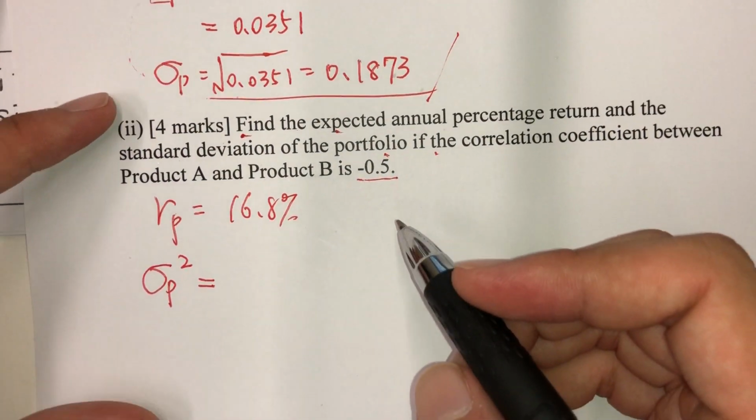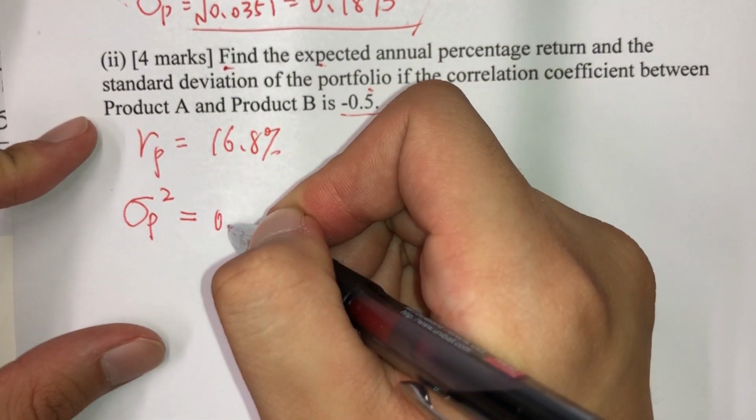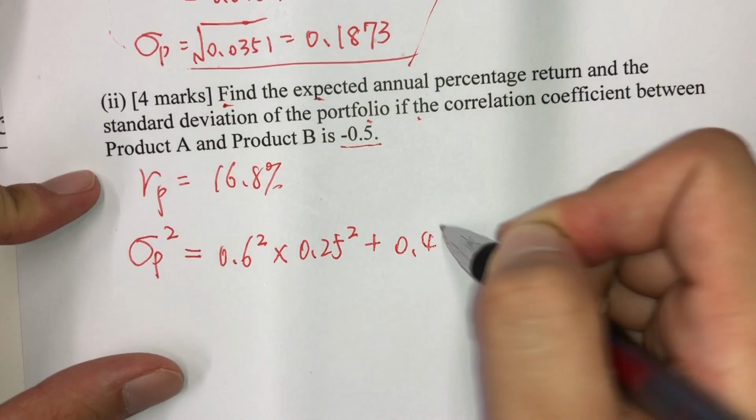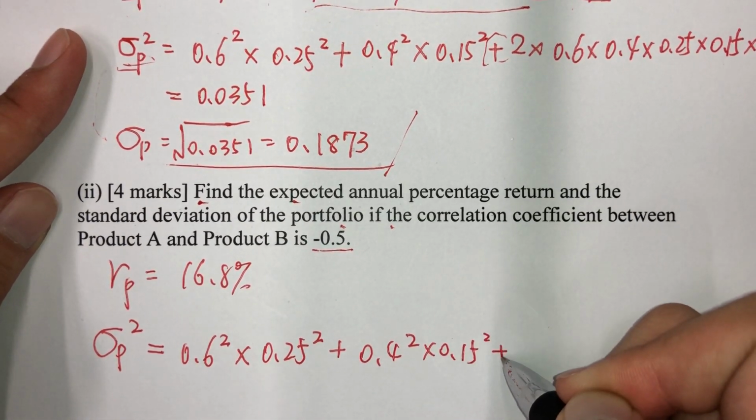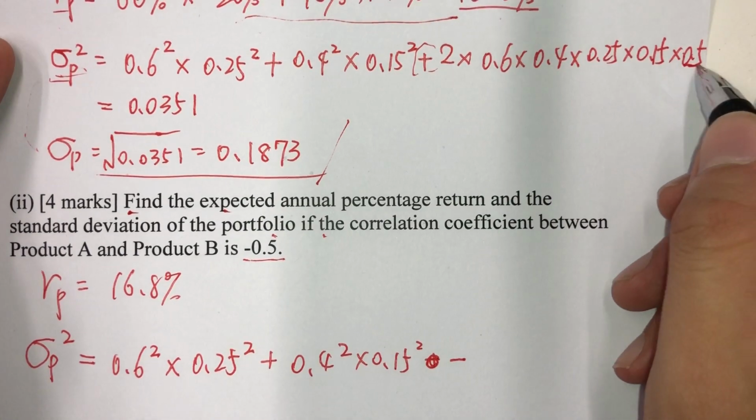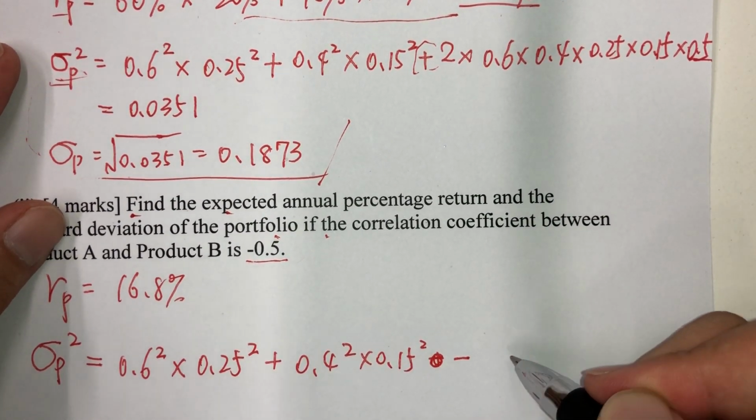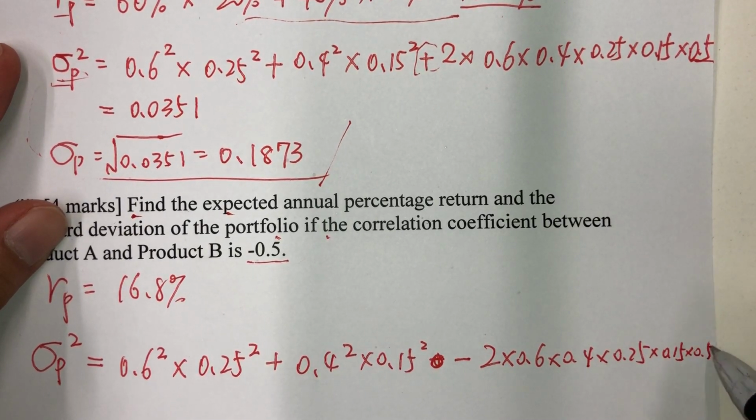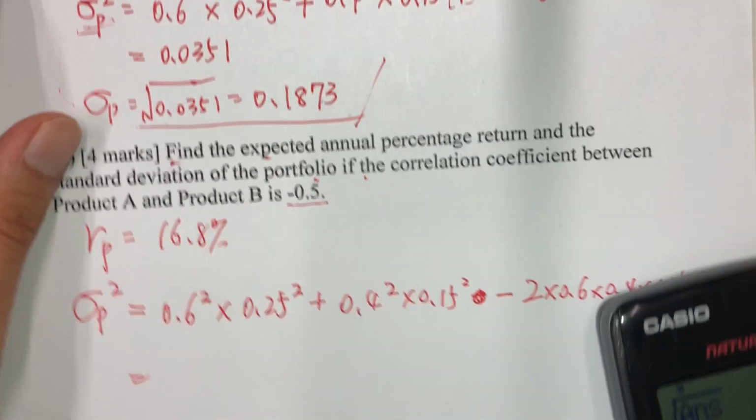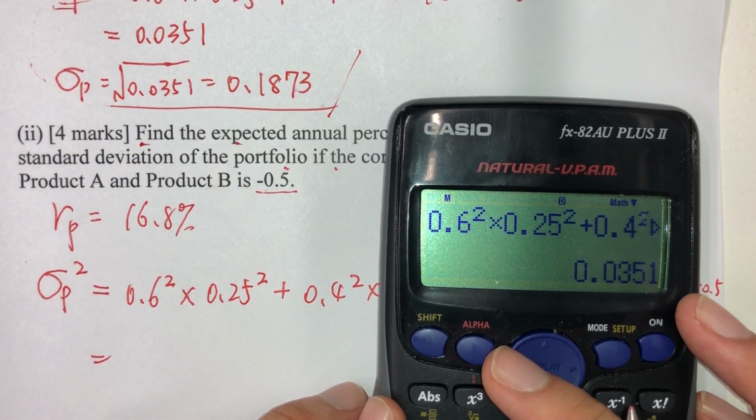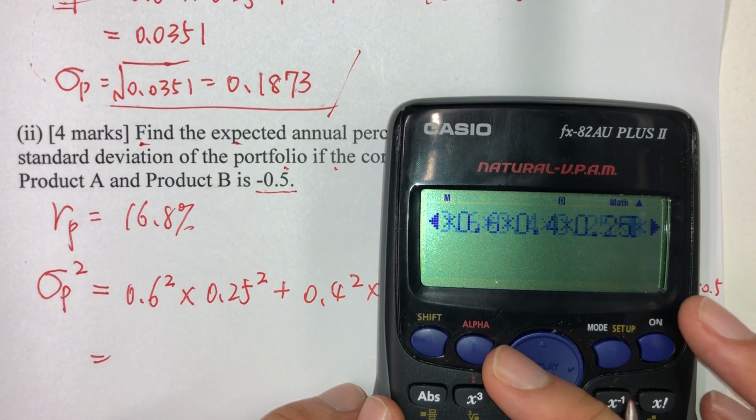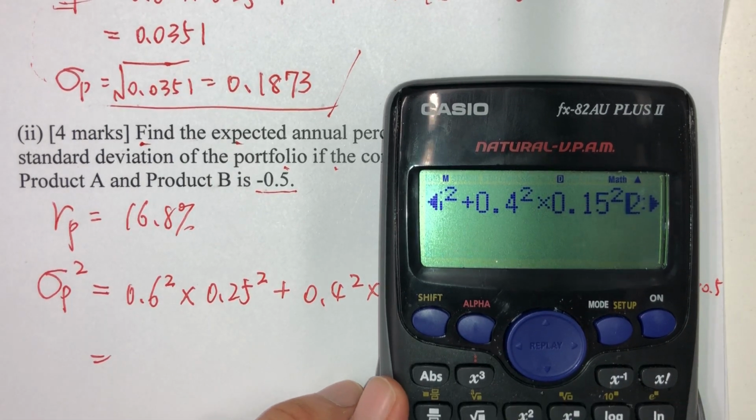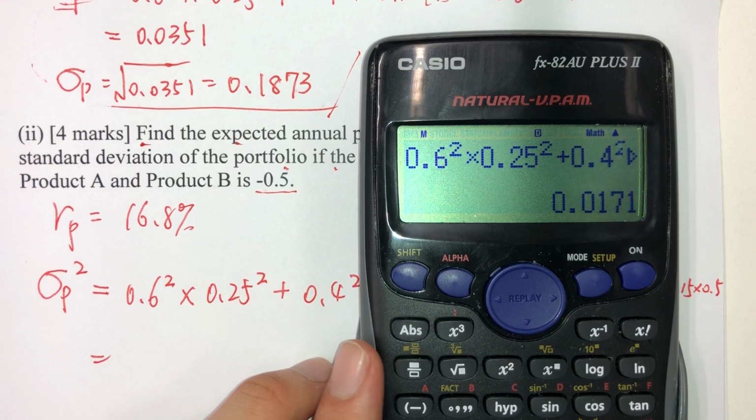So let's just try to write down this formula together. It should be 0.6 squared times 0.25 squared, and plus 0.4 squared times 0.15 squared, then not plus here, but minus, because this 0.5 becomes the minus 0.5, therefore we put a minus sign here, and it's going to be 2 times 0.6 times 0.4 times 0.25 times 0.15 times 0.5. Actually, you don't need to type in this formula again because we can go back to this equation and just change that plus sign into the minus sign here. Delete it and put a minus sign here. And then we will get a result of 0.0171.